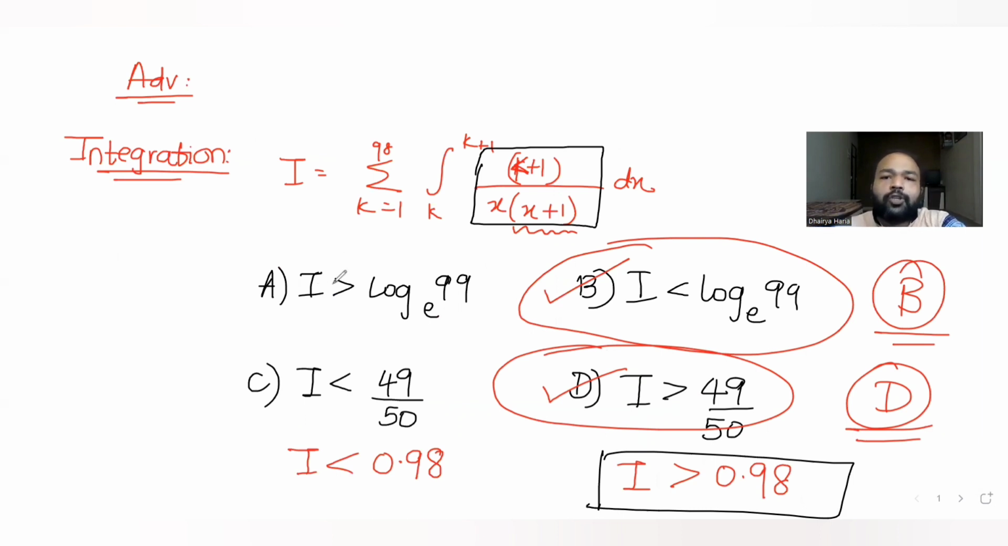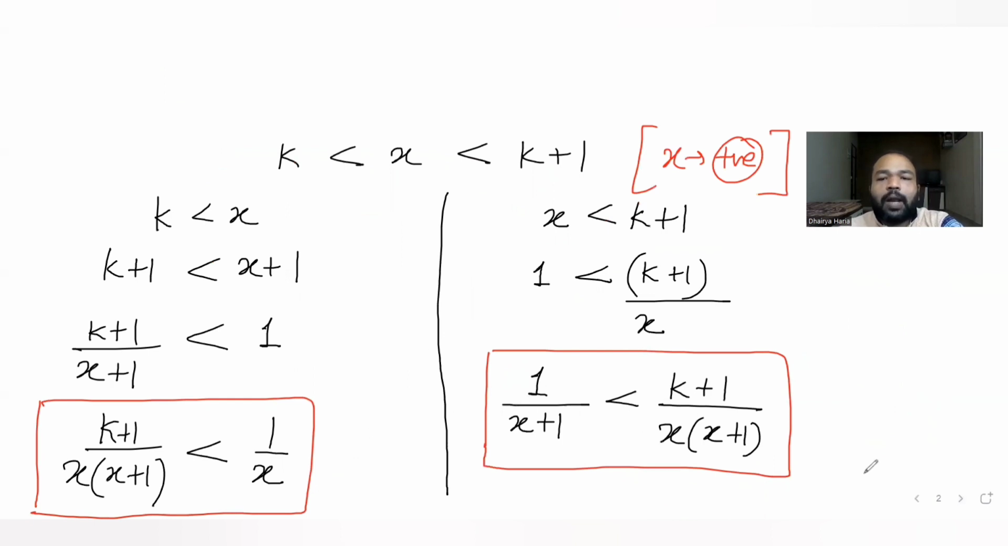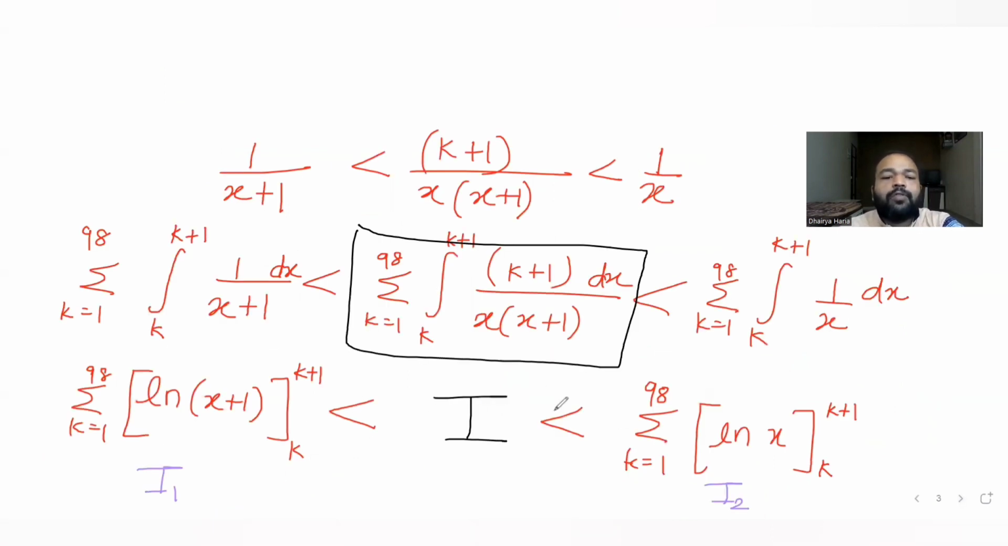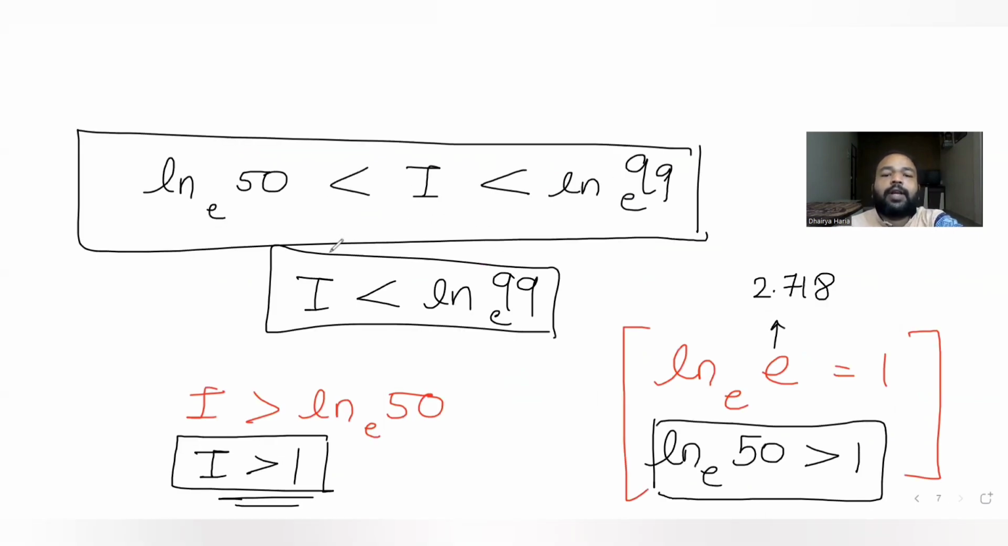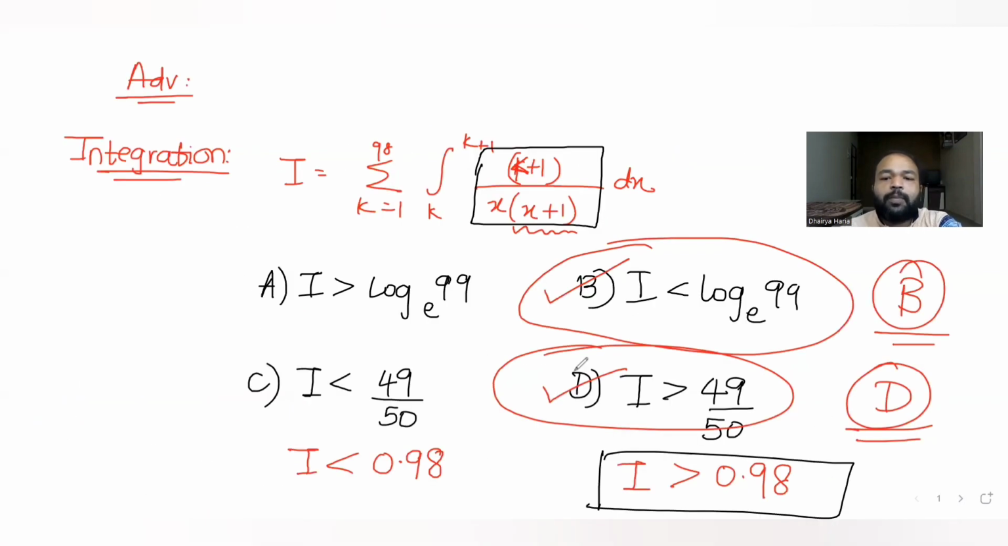I hope you have understood how to solve this type of question which deals with inequalities and also the concepts of integration. So we first got an inequality here, solved these two integrals, and we got log 50 to the base e and log 99 to the base e. So the inequality turns out I is less than log 99 to the base e, and I is greater than log 50 to the base e. So with that, we get two correct answers for the question, that B and D are the correct answers.